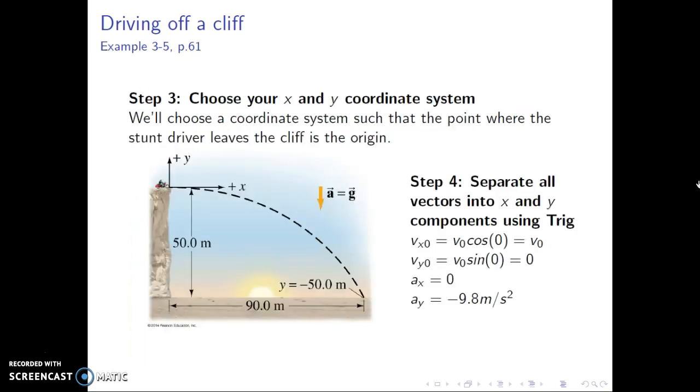Step 3, let's choose our x and y coordinate systems. We need to choose a coordinate system so we have a reference point. So let's just choose the point where he leaves the cliff as our origin. So this is horizontal distance 0 and height 0 right here at the cliff. Now, anything that could be a vector, we separate into x and y components. That's step 4.